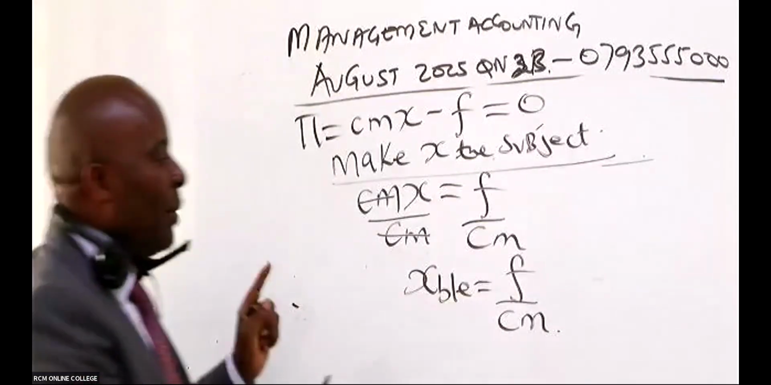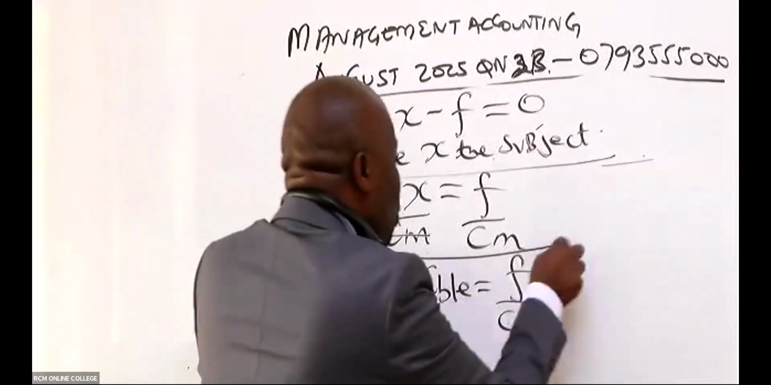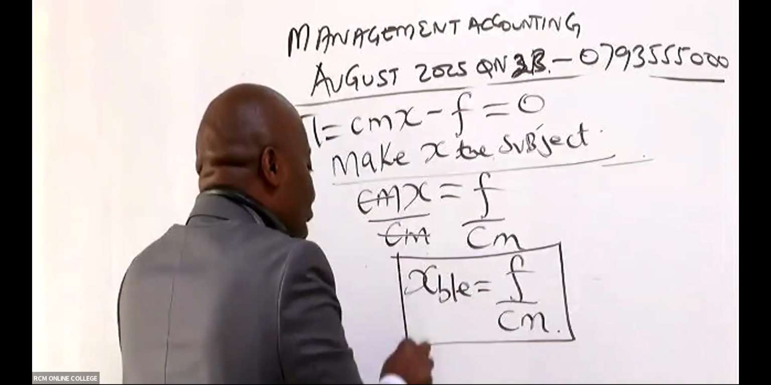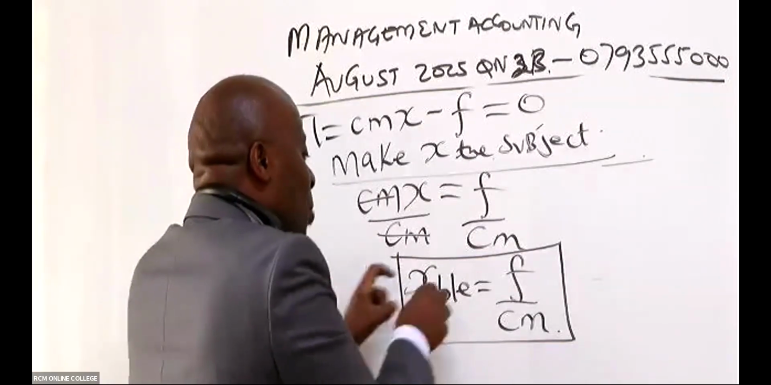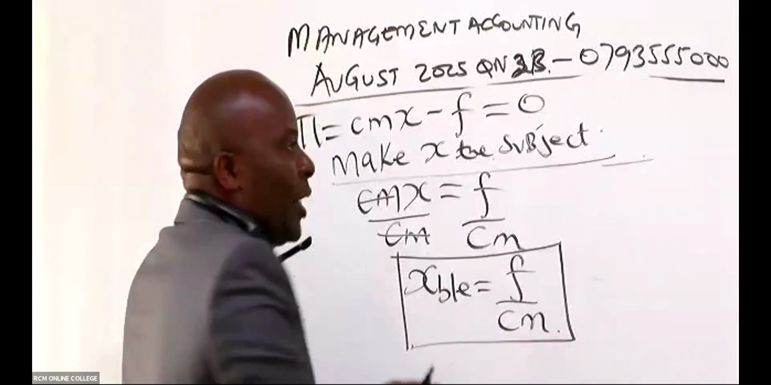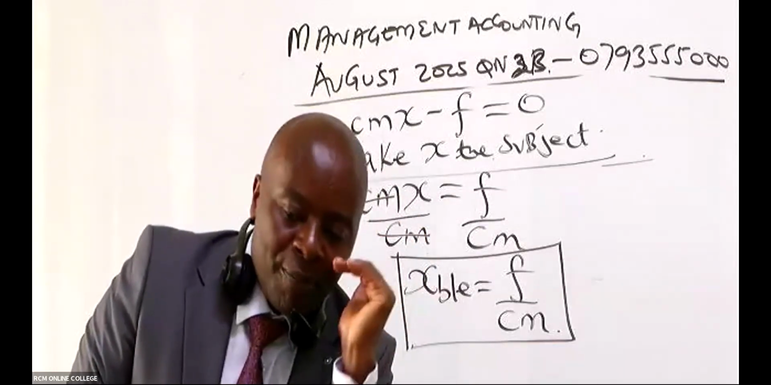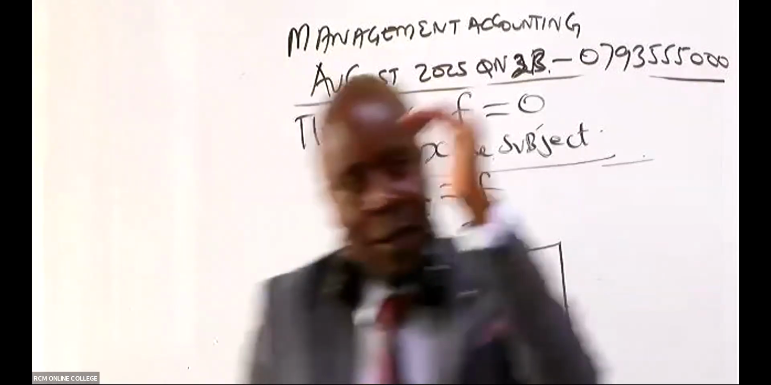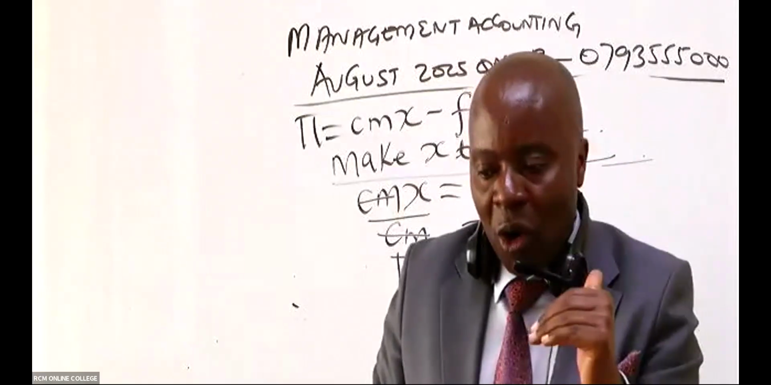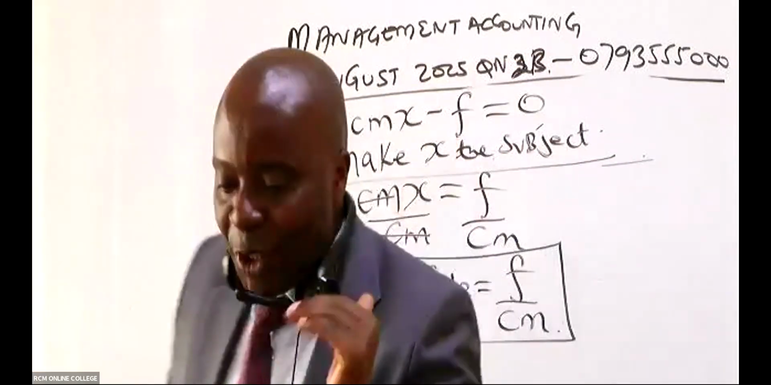We must, ladies and gentlemen, at all times, be able to remember that if you want to get the number of units required to break even, BE stands for break even, then you take the farm's fixed cost, you divide this by what we are calling contribution margin.